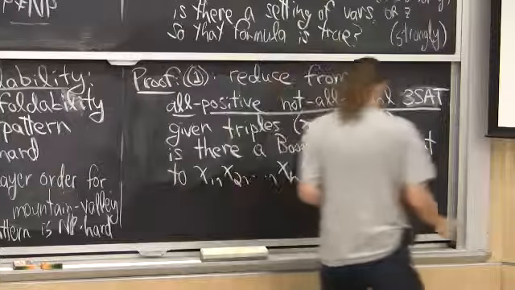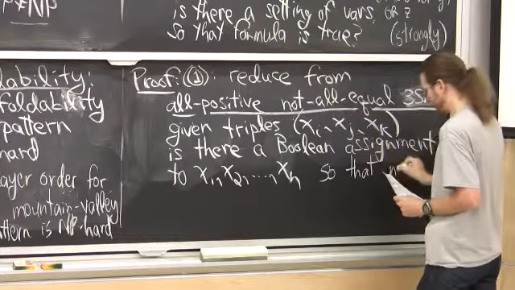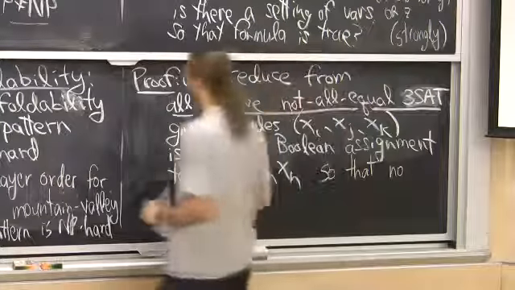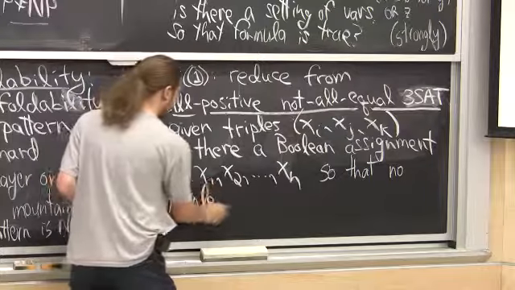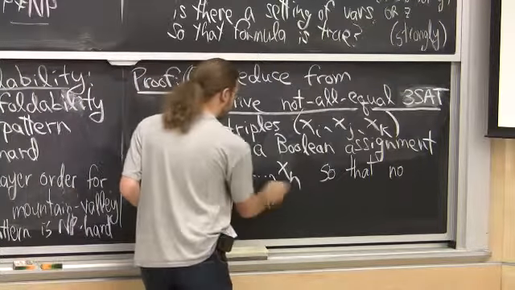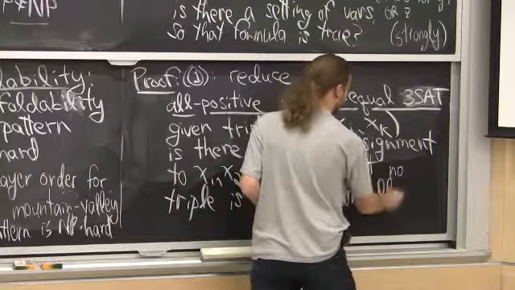Say there's n variables, so that no triple is all equal. No triple is all true or all false.